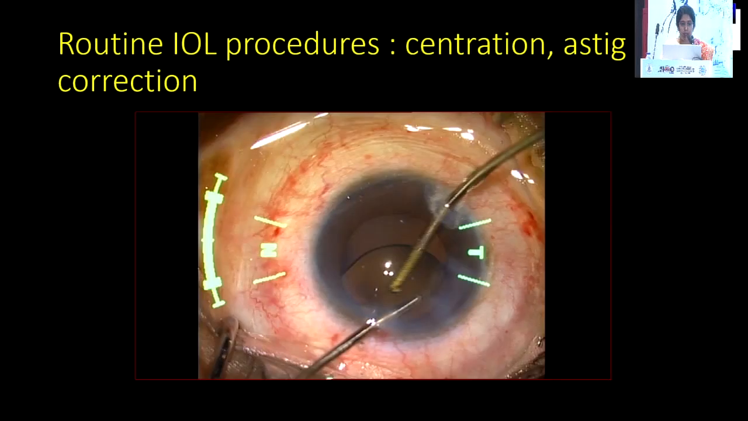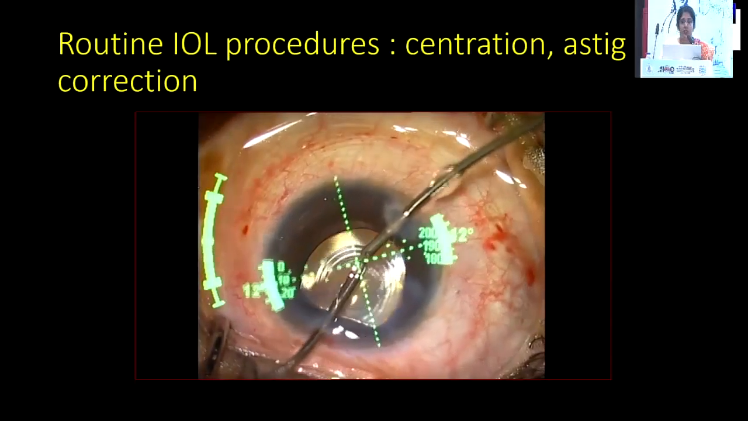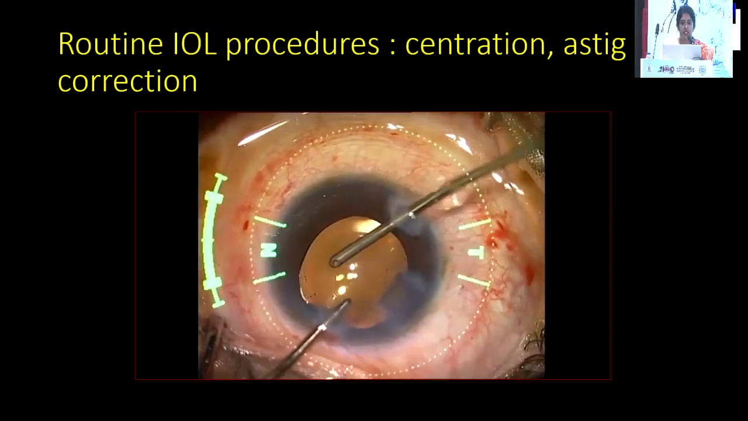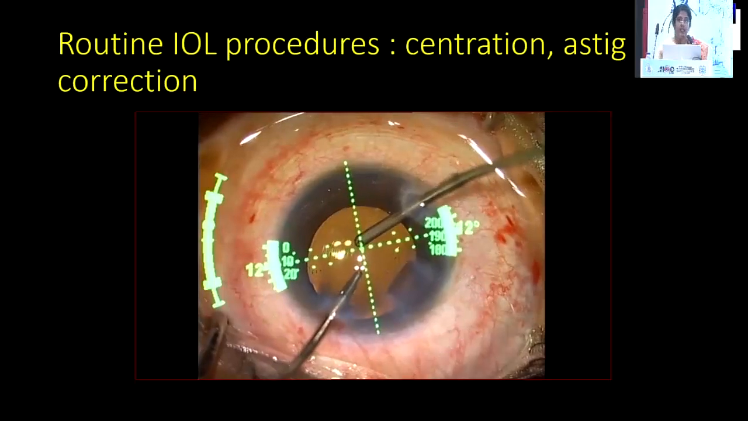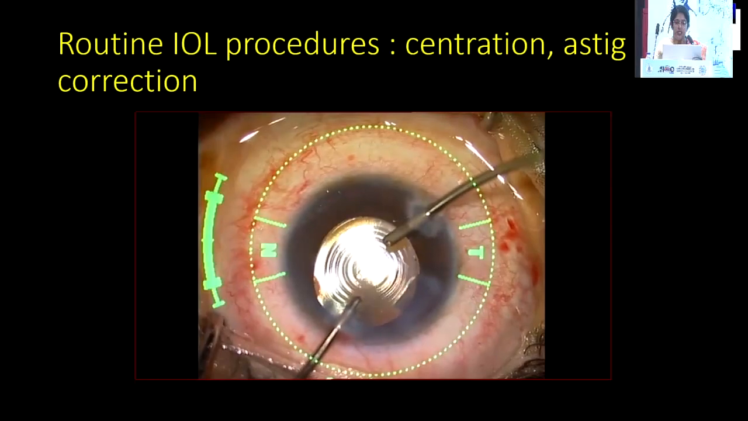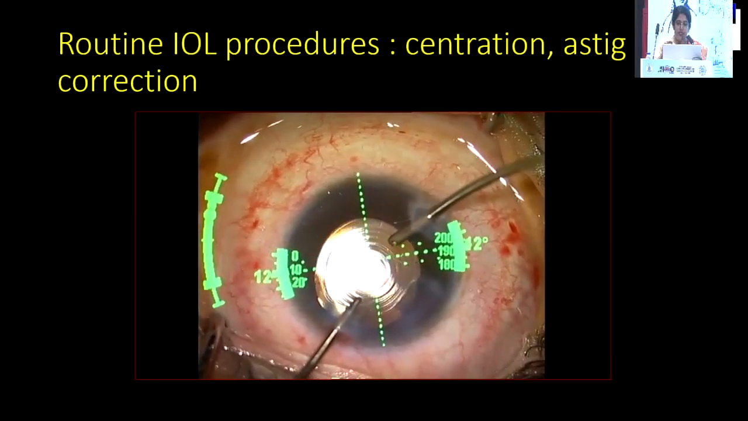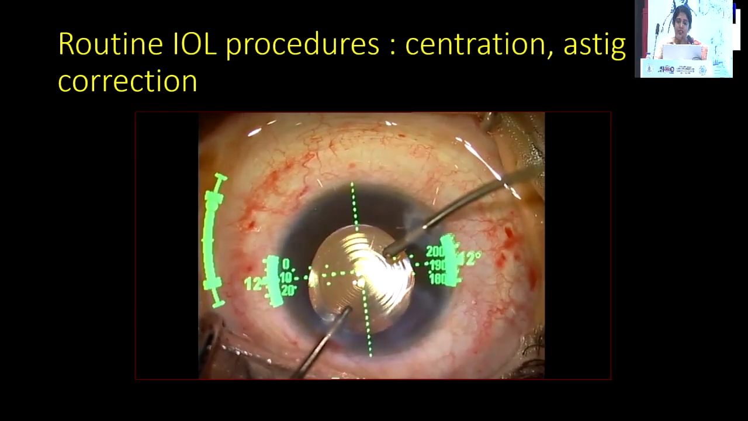If you're considering a routine IOL procedure, the two most important things are proper centration and astigmatism correction. The most important thing is proper centration of the IOL, and for that a proper capsulorhexis should be there. You can see that the center of the lens and the center of the cornea coincide with the Purkinje images, in the center of the cross only, that is, the corneal reflex and the two Purkinje images from the corneal center and from the IOL center are at the center.